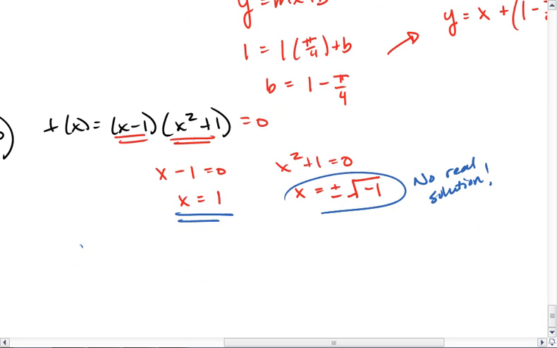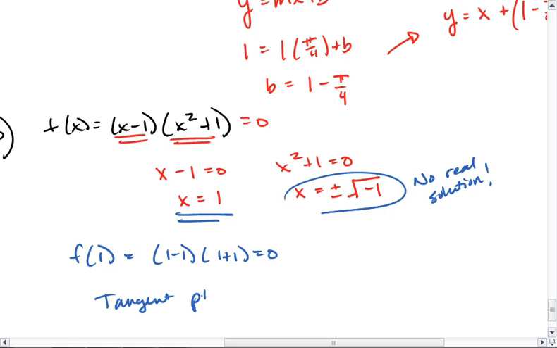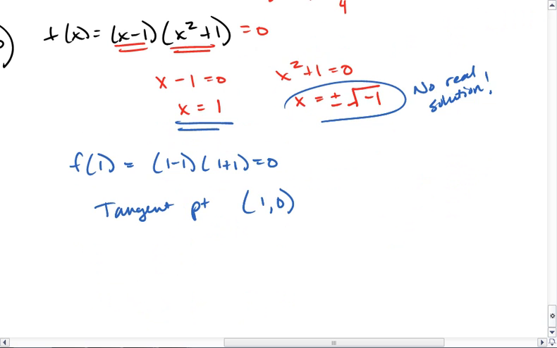That's our tangent point. I can plug in f of 1, but I should already know that this will equal 0. So my tangent point is the point 1 comma 0. I need to now find the slope at this point.